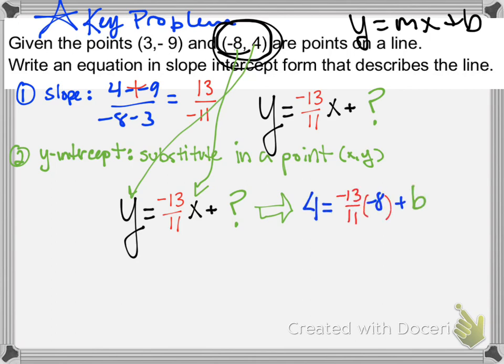All right, now I got to do that fraction multiplication. That's fine. All right, so negative times negative is positive. Then I get a 104 over 11. Now I'm going to subtract 104 over 11 from both sides.